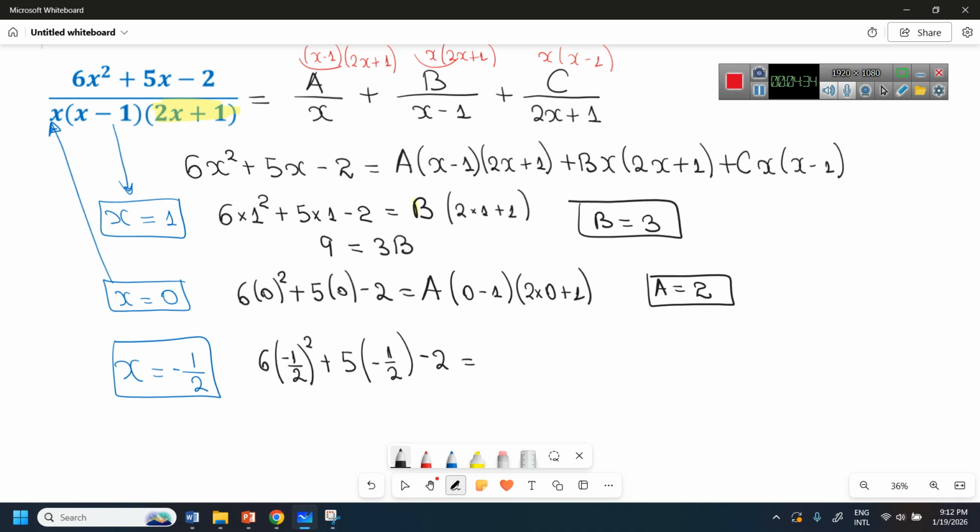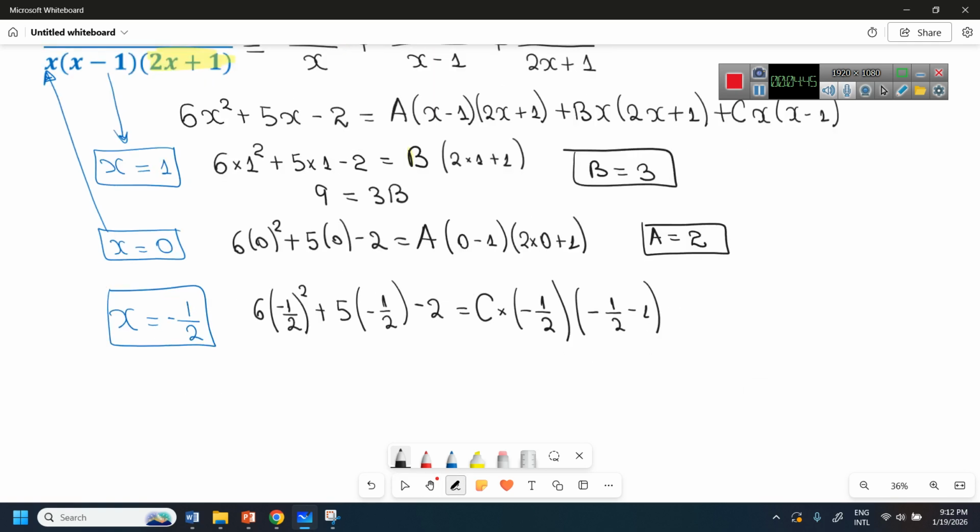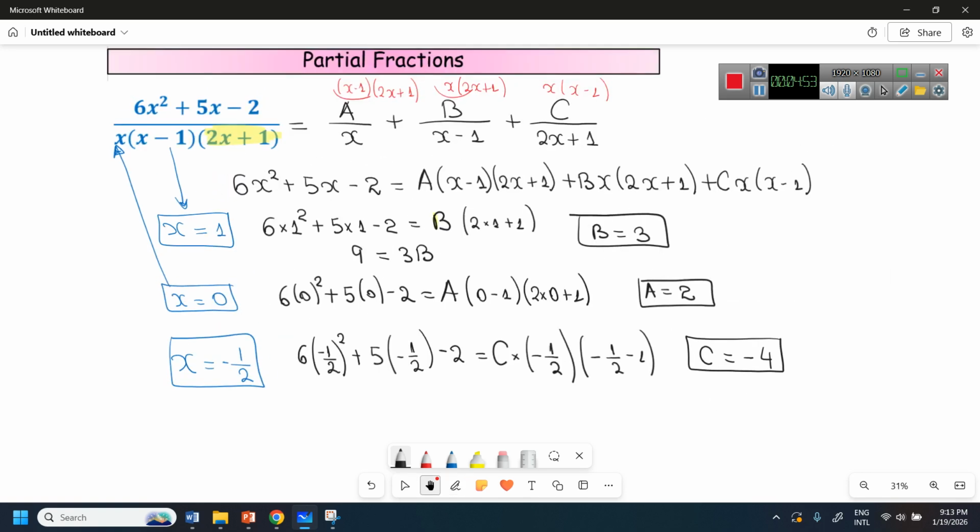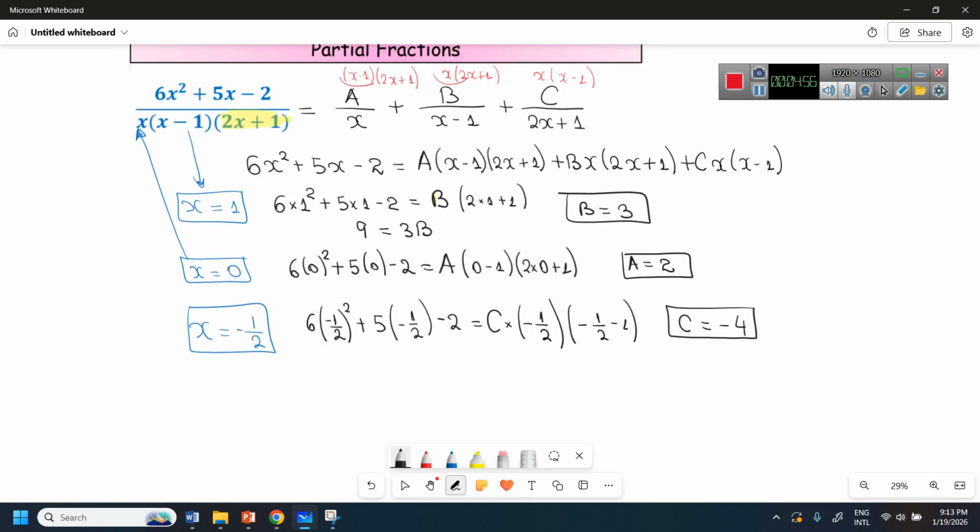which will allow us to work out the value of C. So we are going to get C times minus a half times (minus a half minus 1). If you work that out, we get C as equal to minus 4. Substitute back into the partial fractions to replace them back in. So we are going to get A, which is 2 over x, plus 3 over x minus 1, and minus 4 over 2x plus 1.